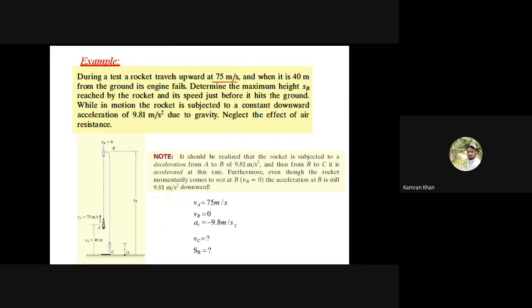Minus 75 meter per second, right? It means the engine is producing a force which is overcoming the gravitational force, and then after that it is maintaining 75 meter per second. Okay, suddenly the engine fails.